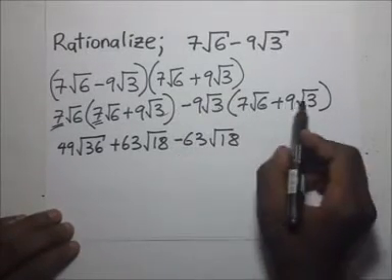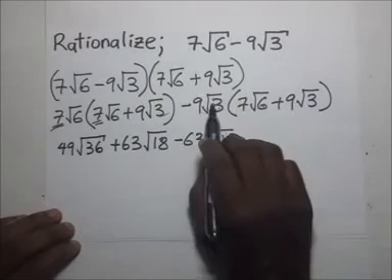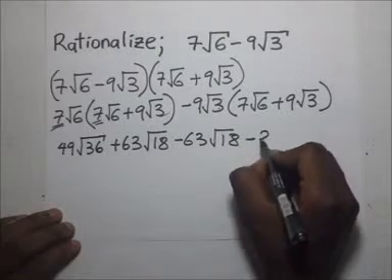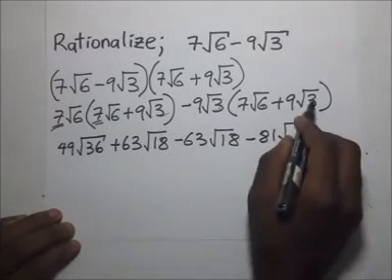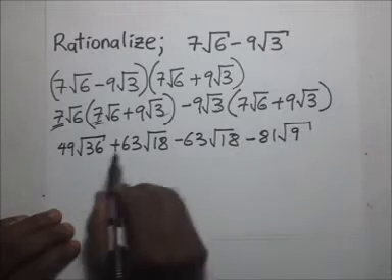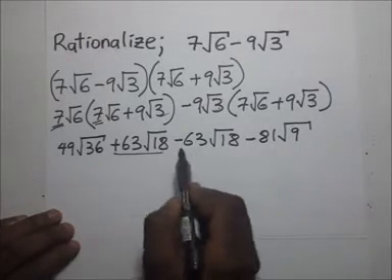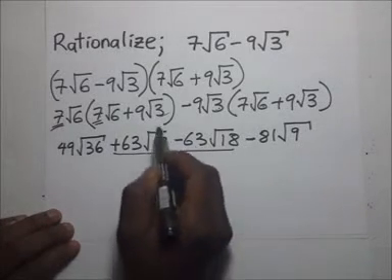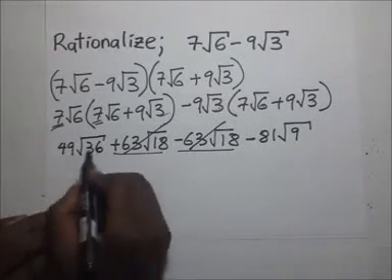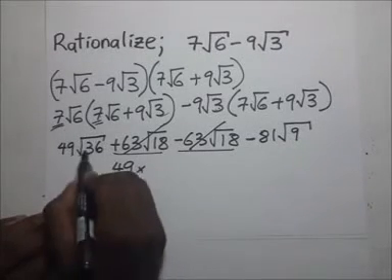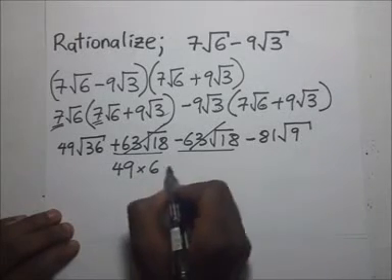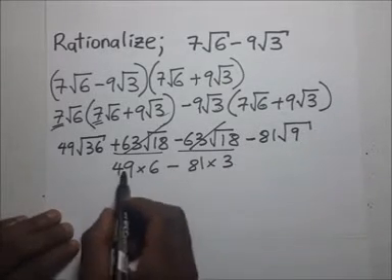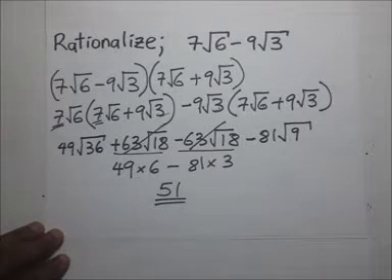Then we have negative 9 times this. So negative 9 root of 3 times that is going to give us minus 81, and into the square root of 3 times 3, which is 9. And definitely there, if you realize, this and that are going to cancel, because positive 63 root of 18 minus 63 root of 18 is 0, so this will cancel with that. You remain with 49 times root of 36, which is 6. Then here minus 81 times root of 9, which is 3. 49 times 6, our answer here is 51.